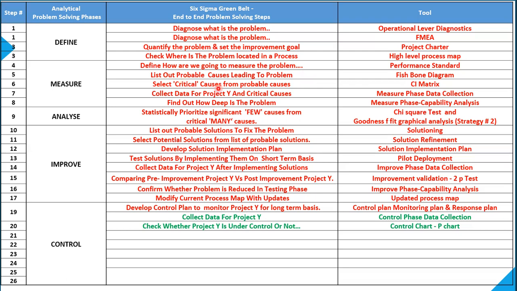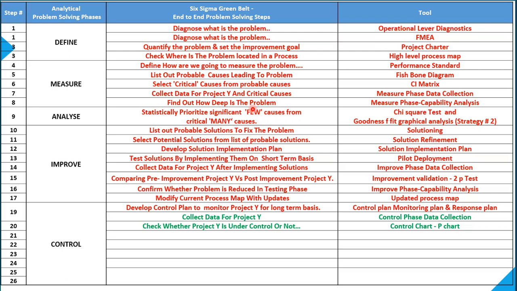that are leading to or influencing the problem with the help of fishbone data. Once that is done, then we are going to select critical causes out of these probable causes with the help of the CI matrix. So highly controllable, highly severe, and highly frequent causes are critical causes. And once that is done, that's where we have measured the criticality of the causes. That's the second part of the equation.